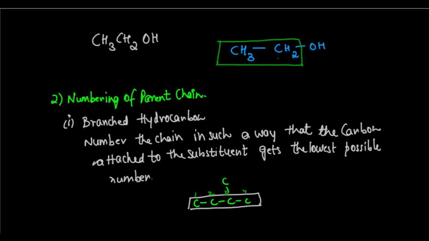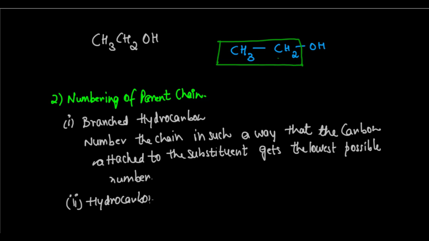And then you can number it from right to left also, 1, 2, 3, 4. Now, as per this rule, the carbon attached to the substituent needs to get the lowest possible number. And it's getting the lowest possible number when we go from right to left. Hence, we number from right to left. That's how we number the parent chain. That's clear, so that's with your branched chain hydrocarbon. The next thing you can get is a hydrocarbon with a functional group.